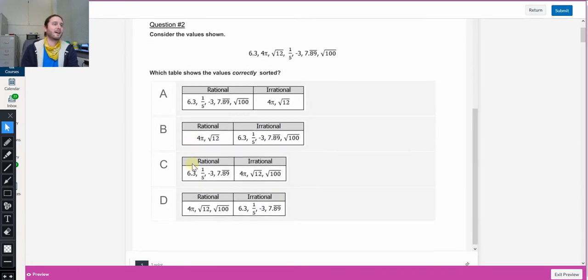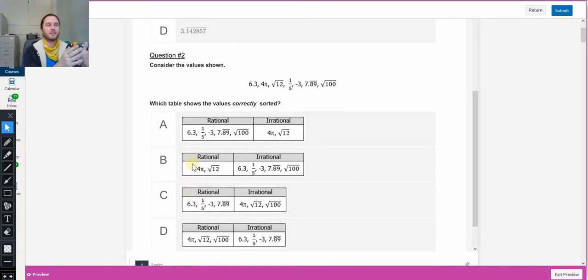Number 2, it's asking us to label these sets of numbers. They're either rational or irrational. So remember, a rational number is anything at all that can be rewritten as a fraction. Irrational, those are infinite non-repeating decimals. These are things that can't be converted. So let's see, 6.3, that is rational. So yeah, that means it can't be this one because we know 6.3 is rational. 4 pi. Well, 4 pi is definitely irrational, so far can't rule anything out.